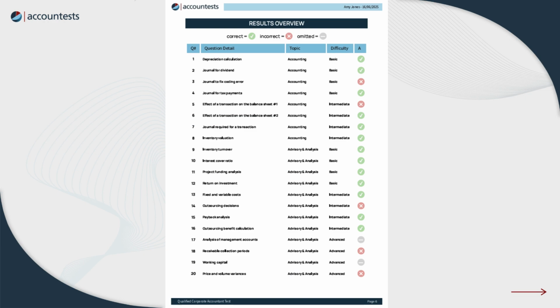On the next page we go through question by question. So what was the question about? Which topic was it in? Did the candidate get it right or wrong? And if there is a grey circle, that means that they didn't answer the question.